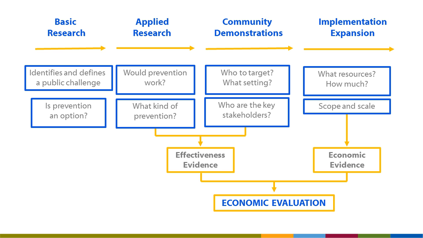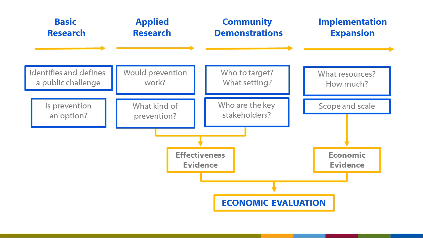So this flow chart gives you a high-level description of where you go from basic research to implementation and expansion, and where economic evaluation plays its role. Through the course of going from basic research, which is when you identify and define a public health challenge and assess if prevention is an option, you go to applied research, where you look at whether or not the prevention action would work, what kind of prevention action would work and to what degree would it be effective, and what are the important ingredients to its effectiveness or efficacy.